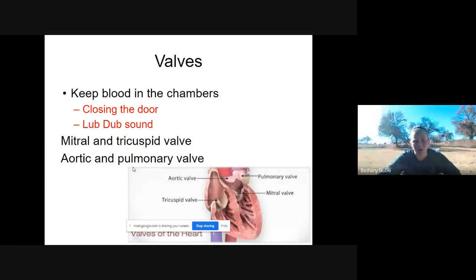And then you have a pulmonary valve. That's when it's sending blood back. Remember, pulmonary means lungs. It's sending it back to your lungs to recycle deoxygenated blood into oxygenated blood. Okay? All right, moving on.